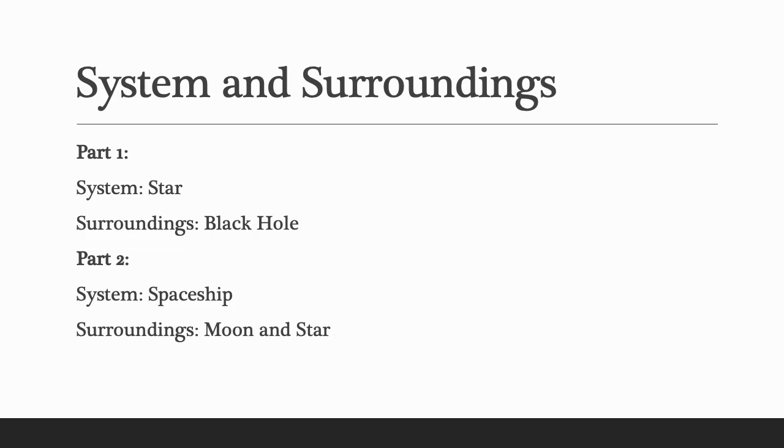For the system and surroundings, in part 1, the system is the star and the surroundings are the black hole. In part 2, the system is the spaceship, and the surroundings are the moon and the star. When we're calculating the information about the moon, the system is the moon and the surroundings are the spaceship and the star.